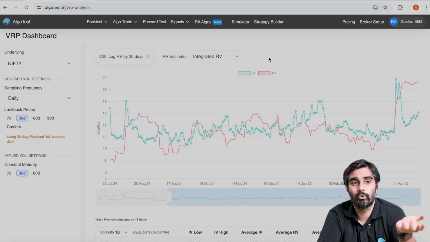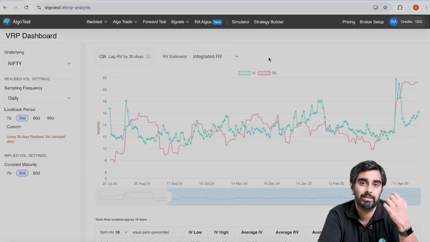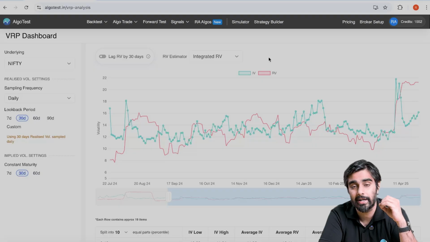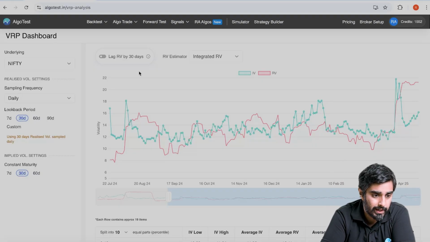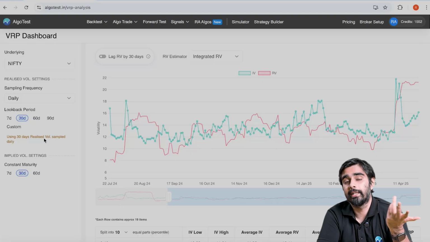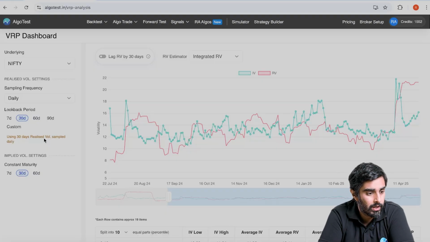By the way, guys, realized volatility is not something you calculate. We say we estimate it, okay? Because we are always trying to approximate what the true realized volatility of the underlying is going to be, right? Or whatever the true instantaneous realized volatility of the underlying was.